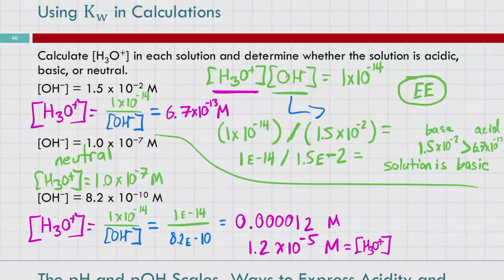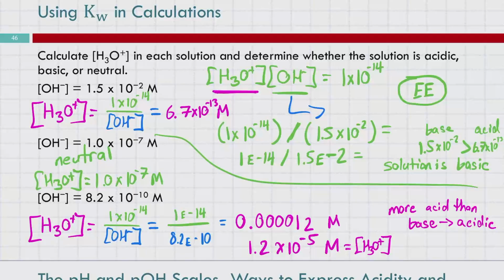What's bigger, 10 to the minus 5 or 10 to the minus 10? It's 10 to the minus 5, meaning that we've got more acid than base, so it's acidic. This is an acidic solution.